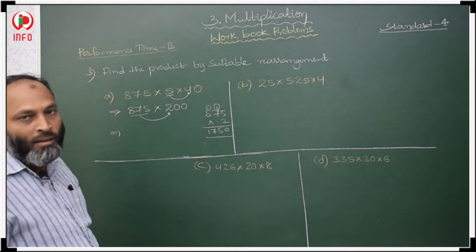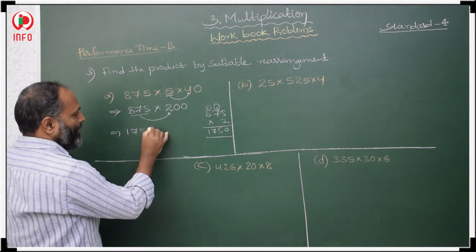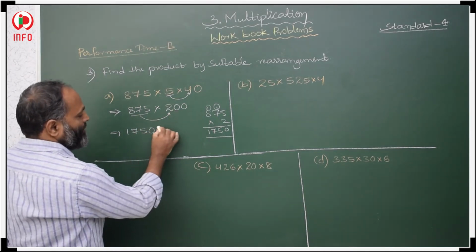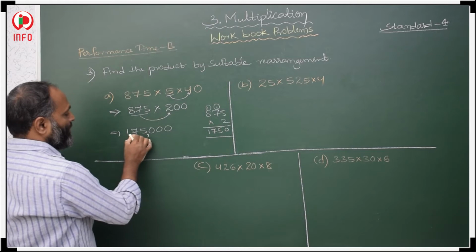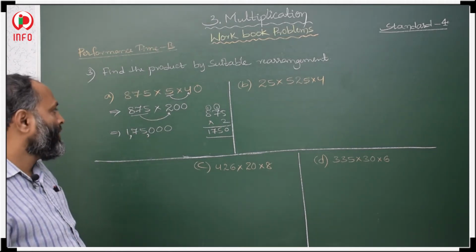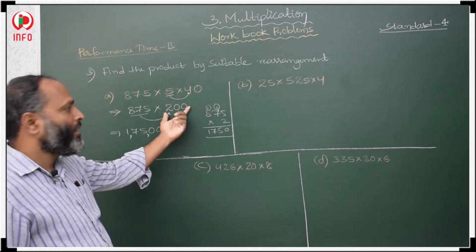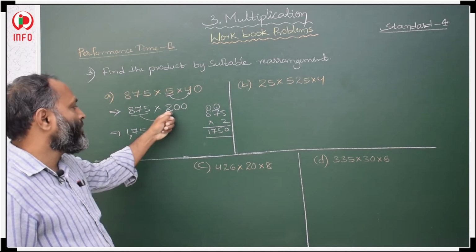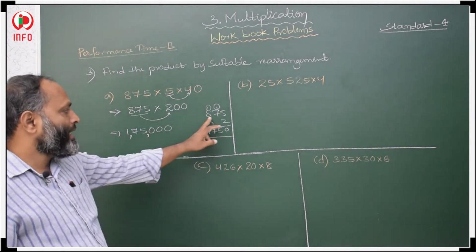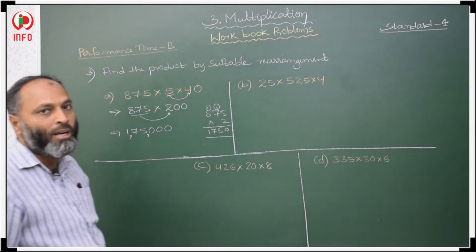Okay. So 1750, and here 2 zeros are there, those 2 zeros you have to keep. It is very easy to find the product. Okay. So first you have to multiply these two, and this is the product of these two, and after that 875 you have to multiply with 2, 875 with 2. Okay. Then you will get your product.